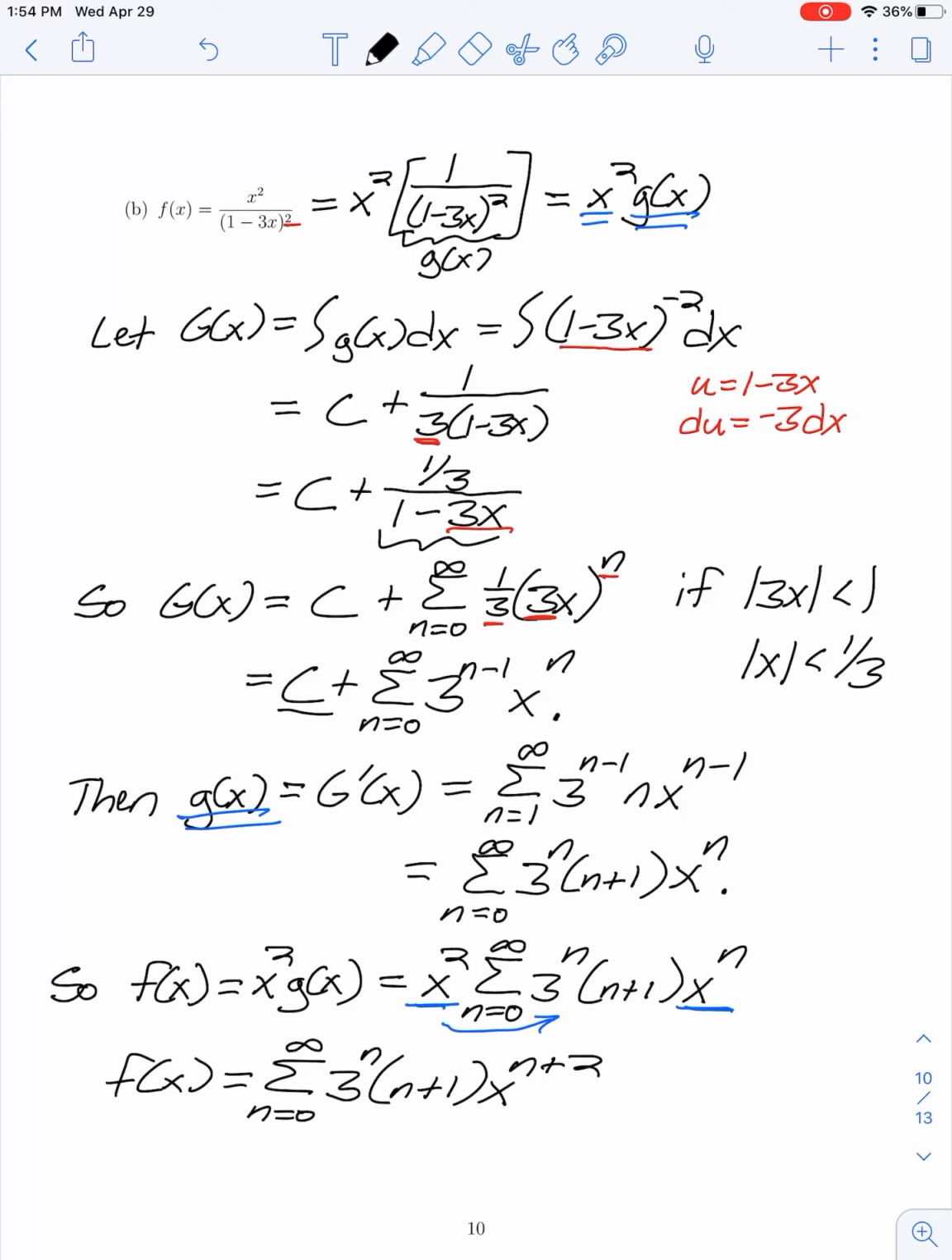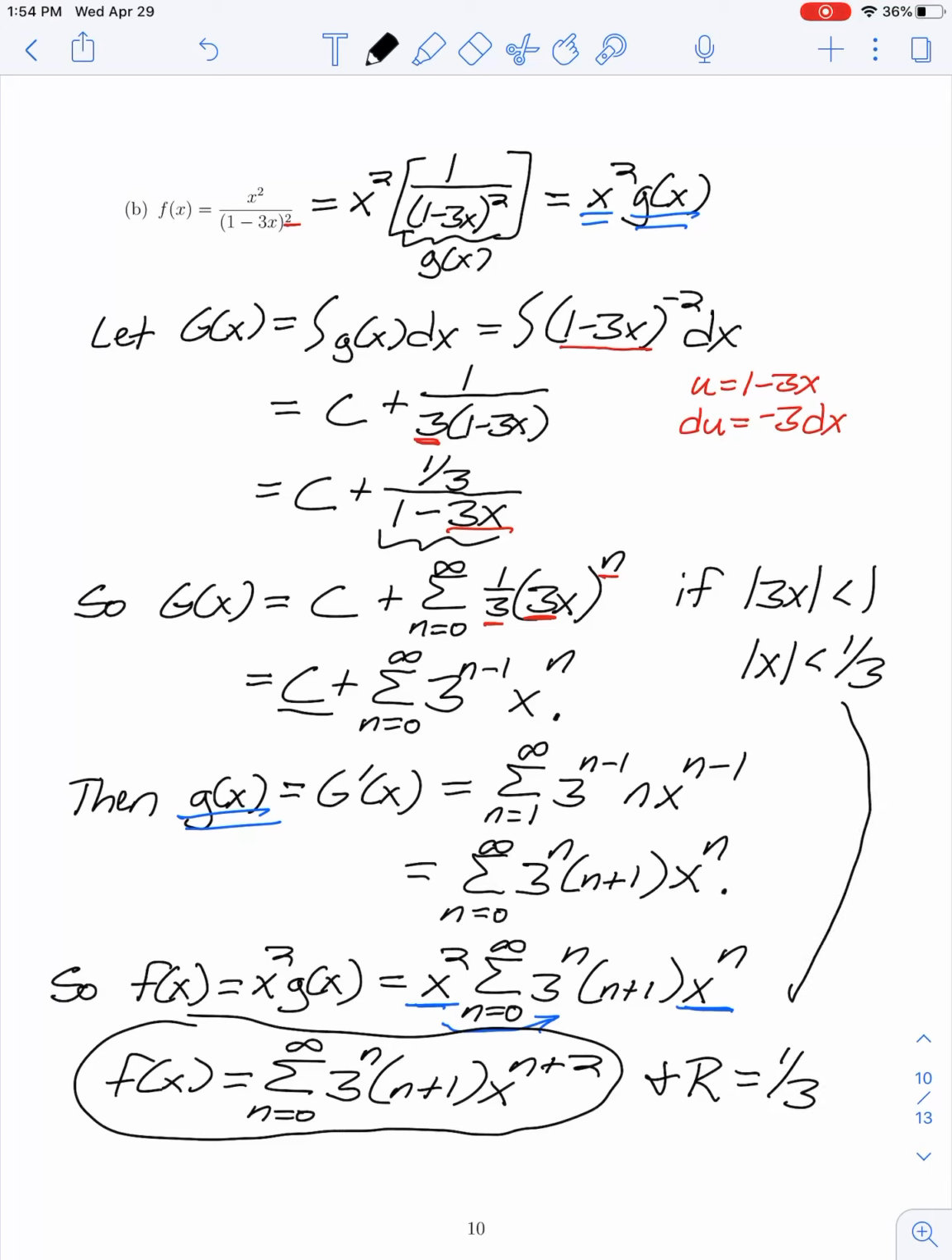So this would be my power series representation for the given function f of x, and the radius of convergence of this power series is 1/3. We found that from our earlier work using the condition for a geometric series to converge.